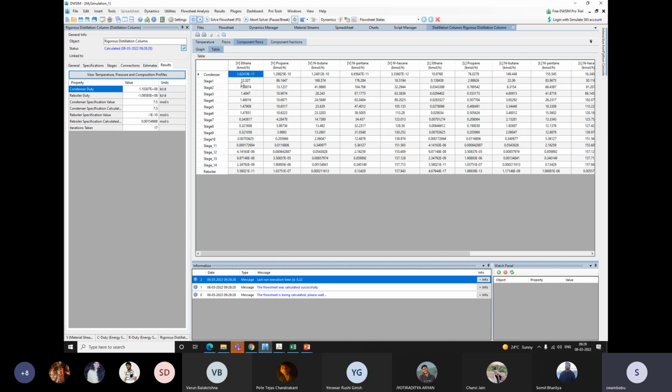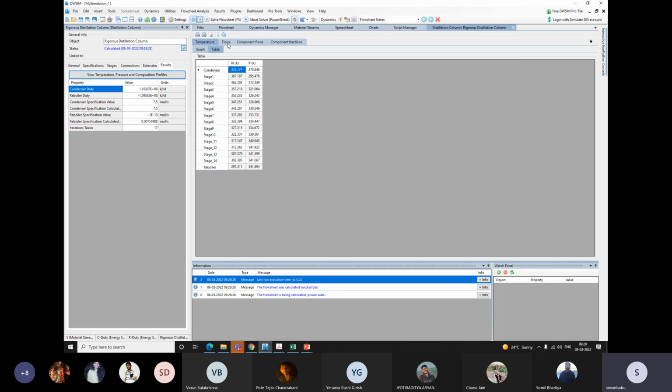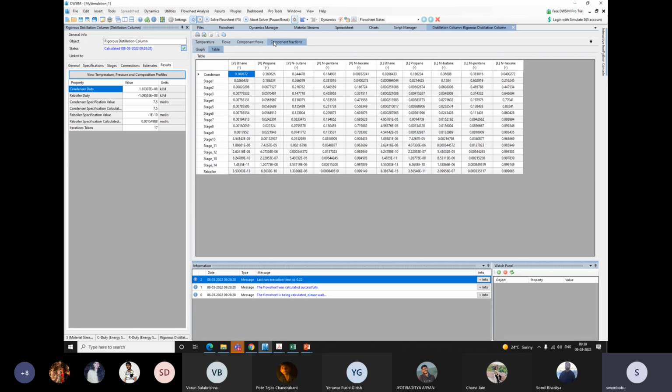Let's say stage 1: what is the vapor composition of ethane, propane, butane, pentane, hexane. Similarly for the liquid stream leaving the tray, what is the composition? Every single detail we can get, mole fraction wise. So in the rigorous distillation column, we are able to see temperatures, flow rates, the individual components and individual mole fractions. That is the beauty of this rigorous distillation column.